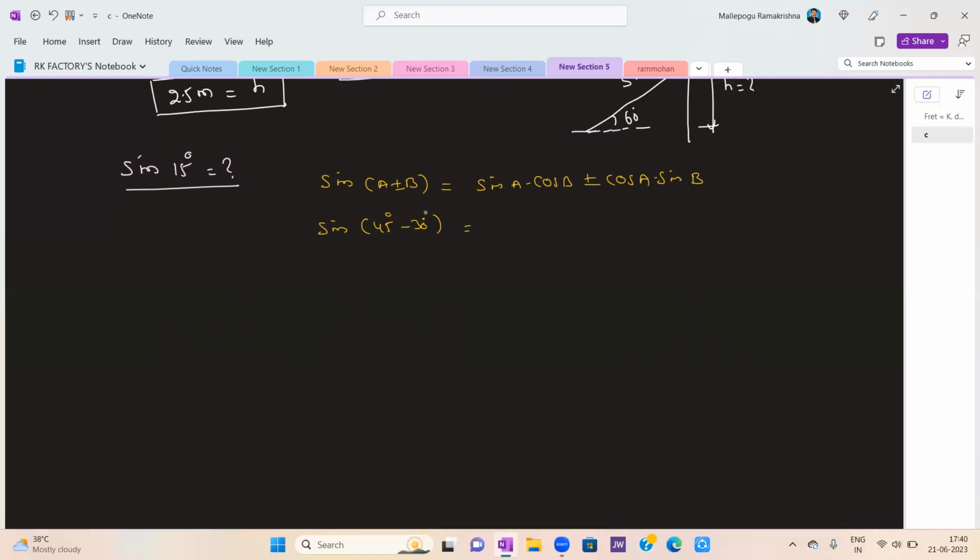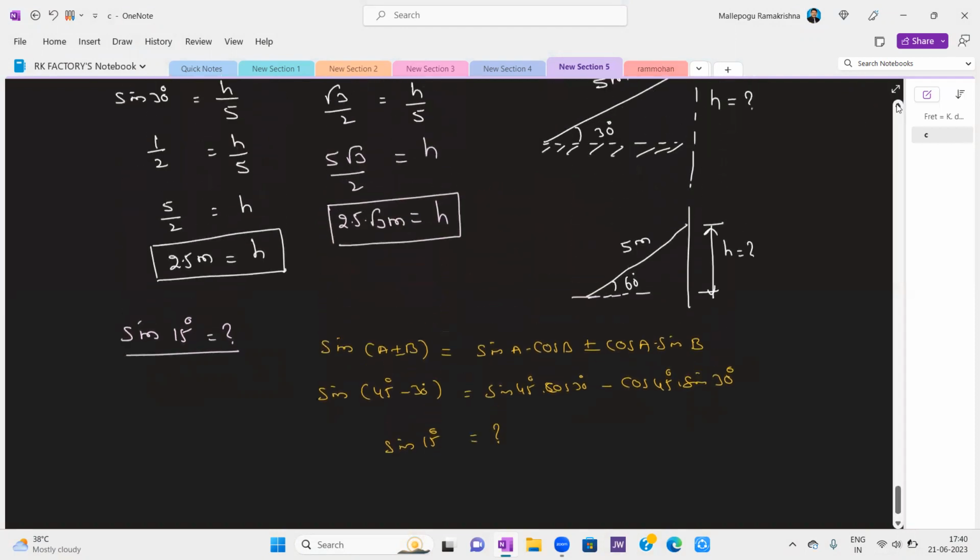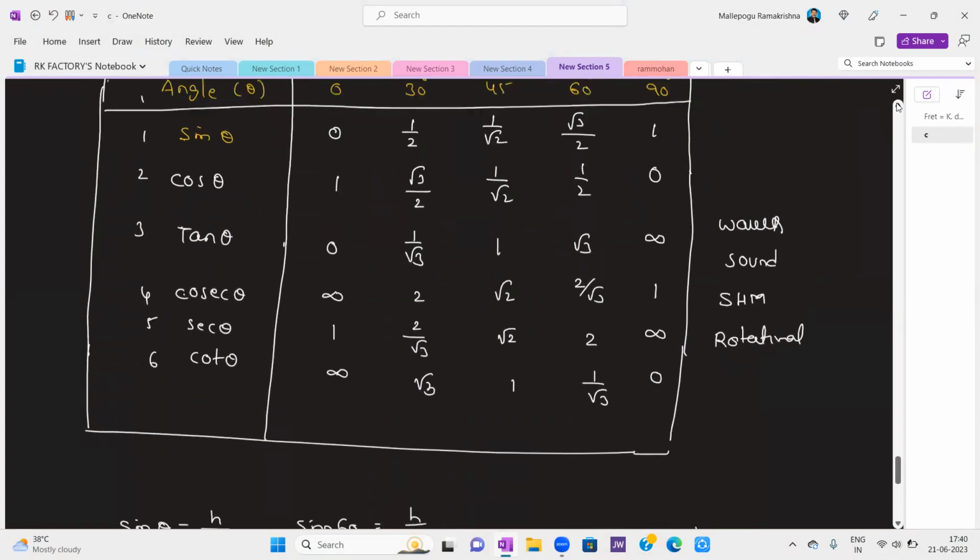What is going to be the value that you write? Sine of a, here 45, times cos of b, here 30, minus cos of a, 45, into sine 30. If you simplify all these values, you are going to get the sine 15 value. Like this, we have many equations, the fundamental relations. If we are aware of those, we are able to solve many problems in physics very easily.